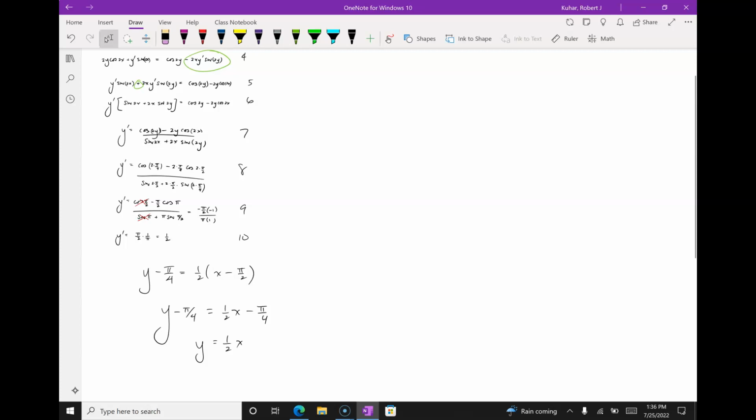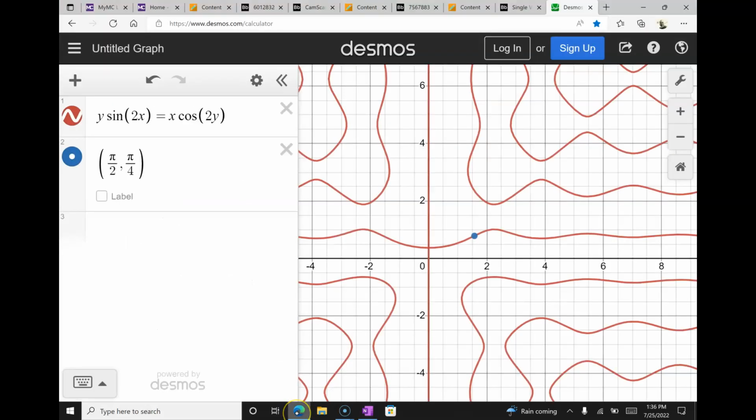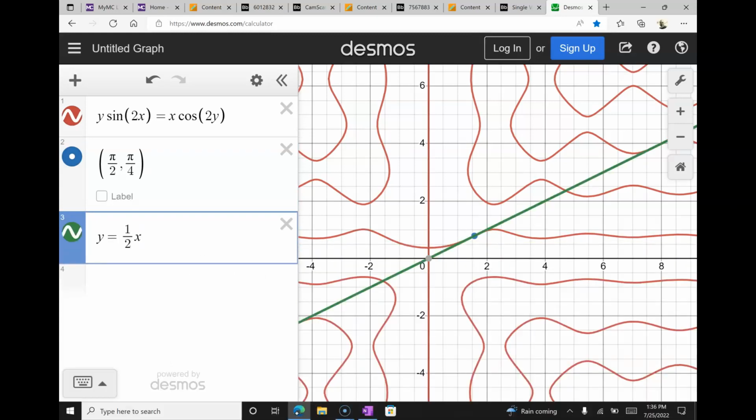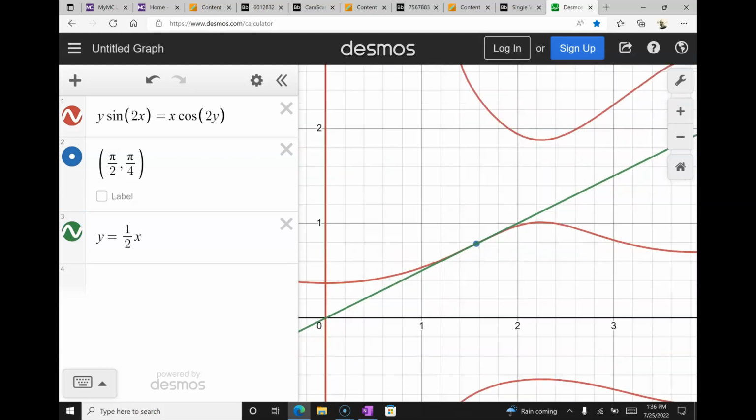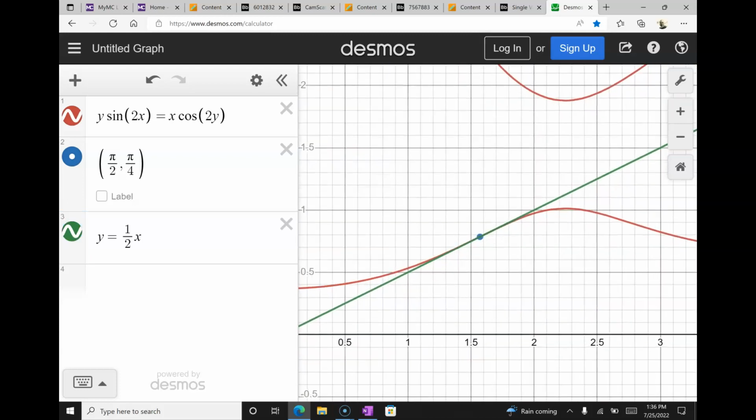Well, if I didn't make a mistake, I got my tangent line. It definitely seems possible that there's a slope of 1/2 there. Let's see. Yeah, I guess so. Tough problem.